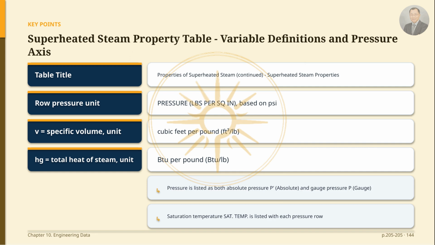Pressure is expressed in pounds per square inch, or psi, and is presented as both absolute pressure, P, and gauge pressure, P. Each pressure row also includes the saturation temperature at that pressure, which serves as the reference point for determining the degree of superheat.